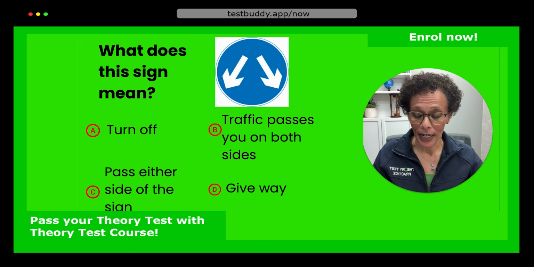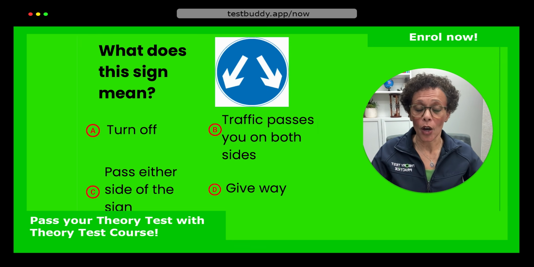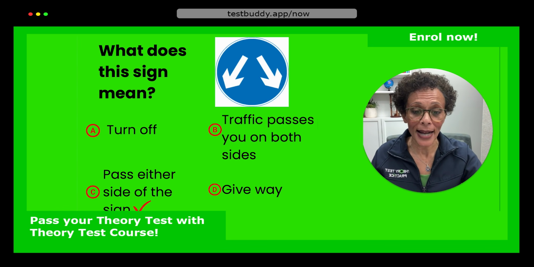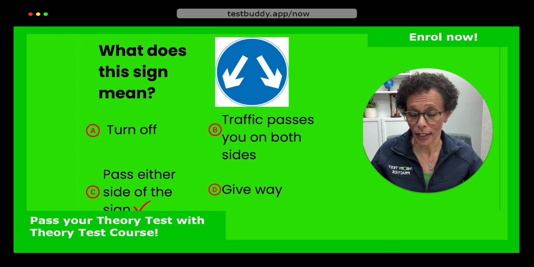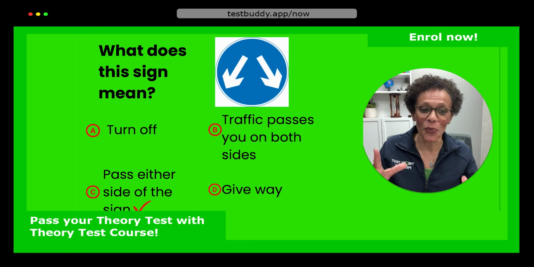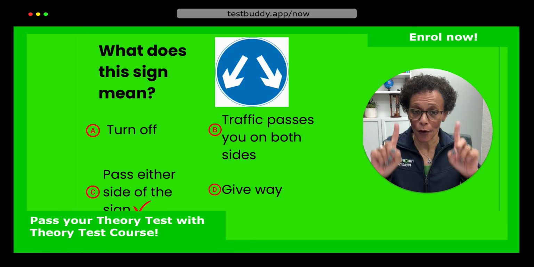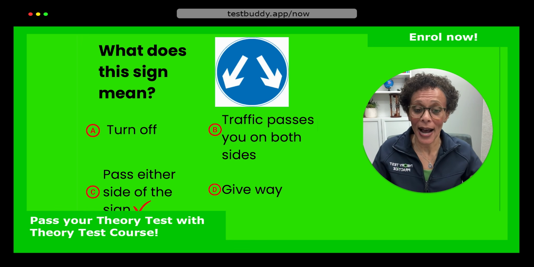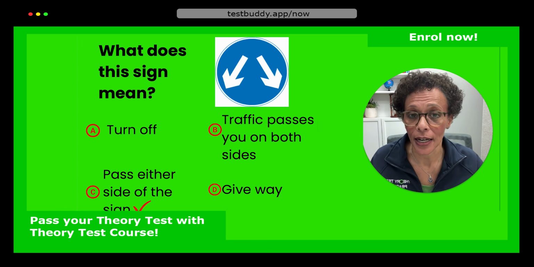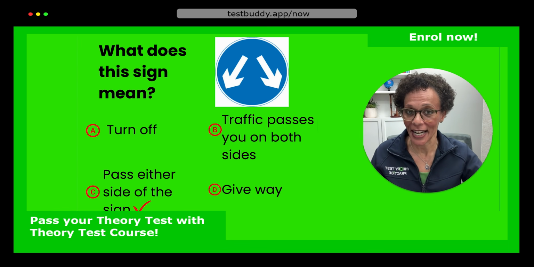Now, this sign on the slide is showing you arrows pointing in both directions, which means that you can pass the sign on either side. There must be more than one lane for you to drive up the road. So you can pass either side of the sign to get to the same destination.